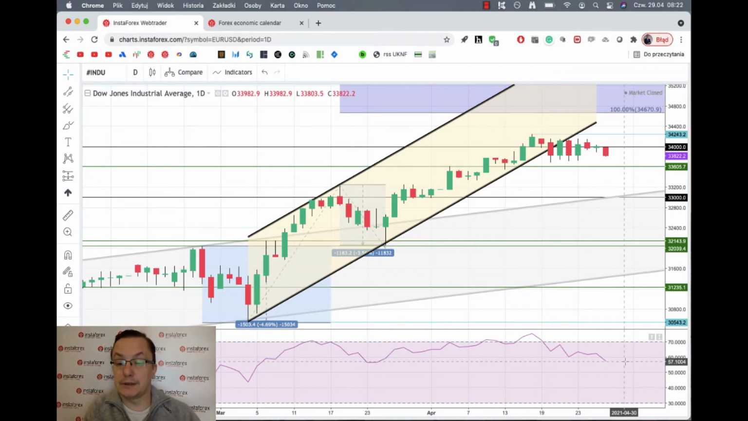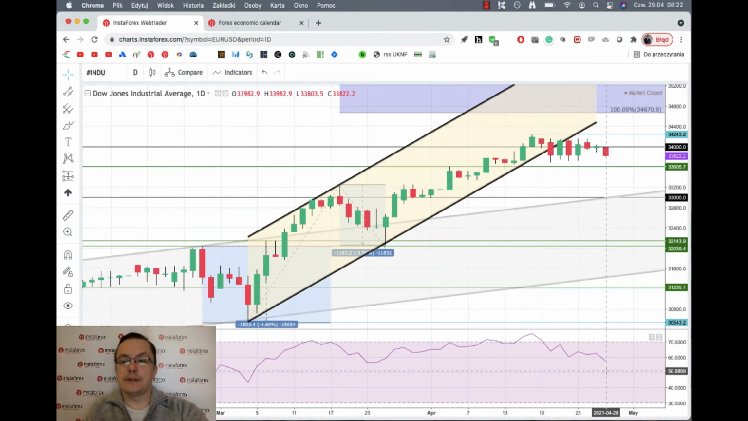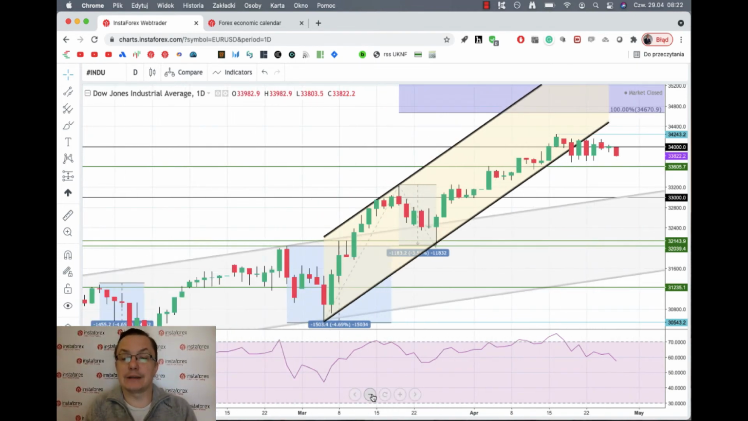It's right now 57 points. So any movement below 33,605 will likely result in a test of the level of 33,000, and that would mean the RSI will drop towards the level of 50, which is the neutral level. So it's on the edge of going lower, and bears control the market, at least in the short term, because of course in the longer term we are still trending up.